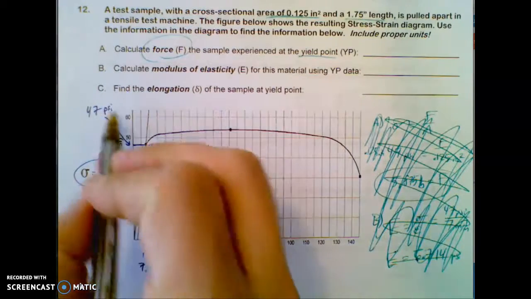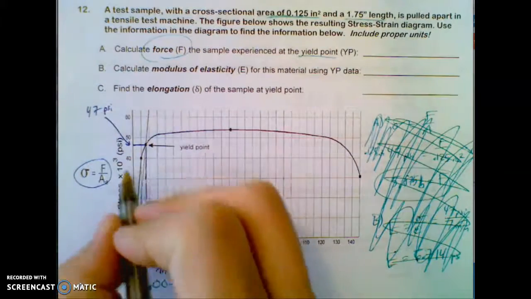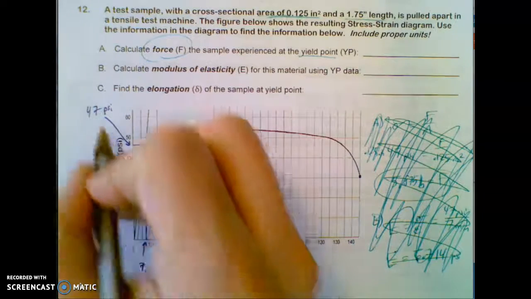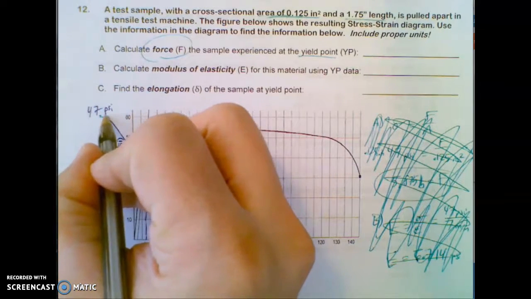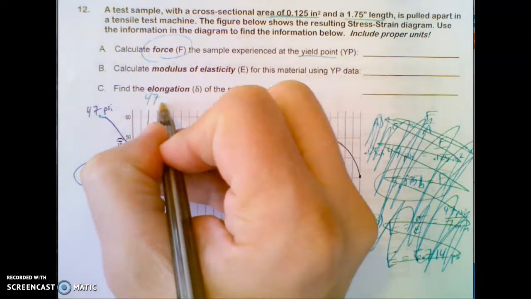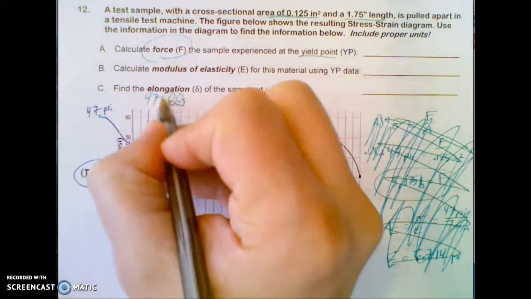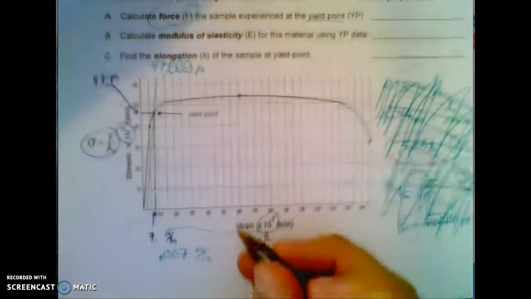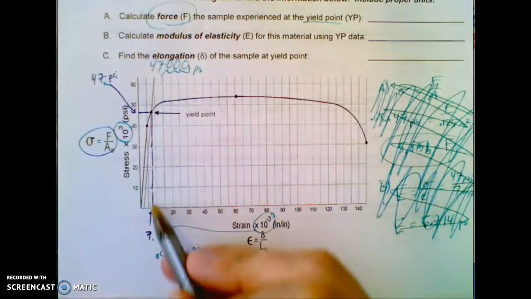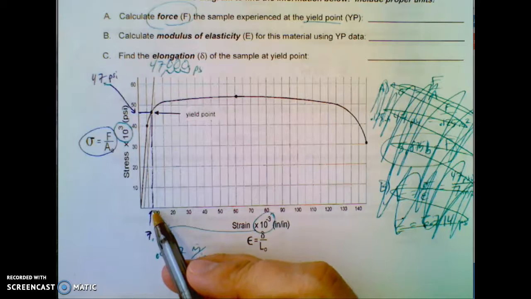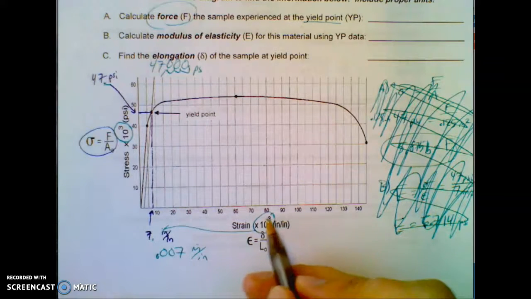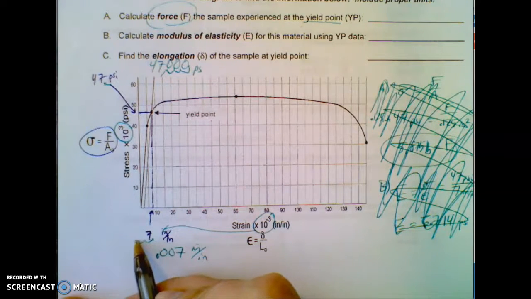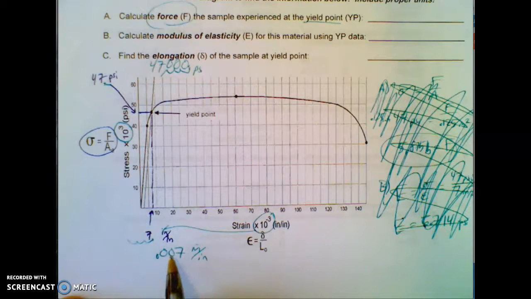So I had to estimate. This is actually not 47 psi, because you have times 10 to the third, which means you move the decimal place 3 over. So if you had 47 and you moved it 3 over, it's actually 47,000 psi. And same deal here. If I trace that yield point down, it looks like about 7, but that is times 10 to the negative third, which means I move the decimal place over 3, and it becomes 0.007 inches per inch.